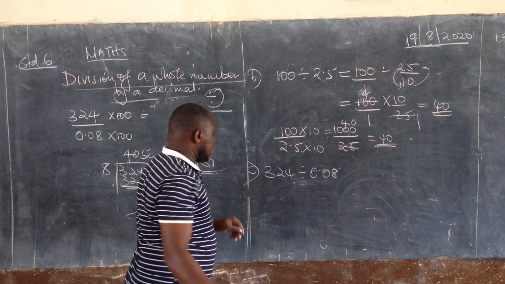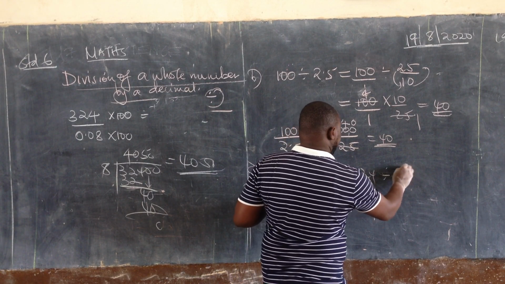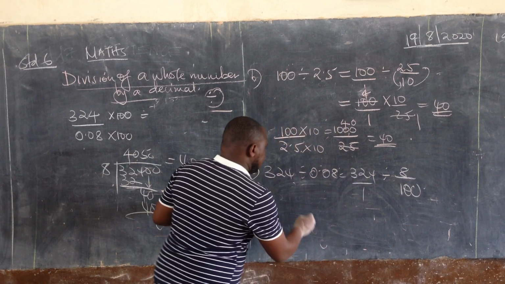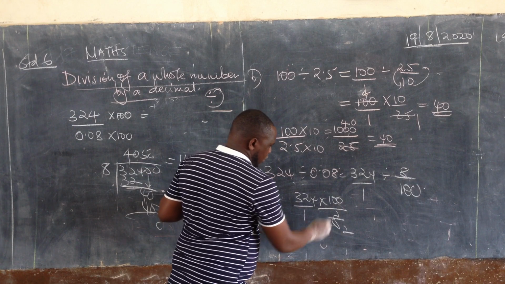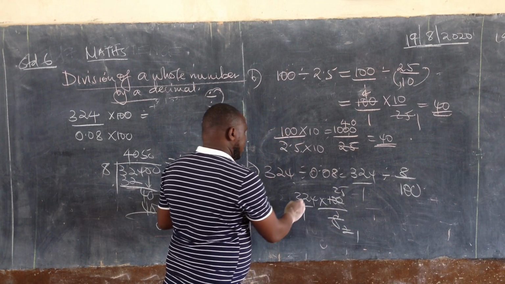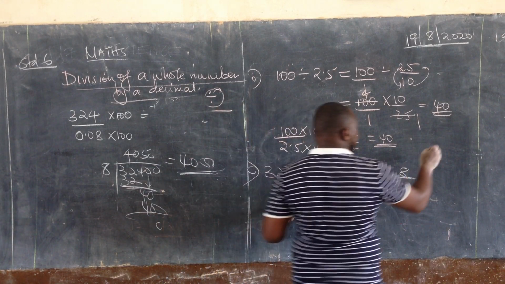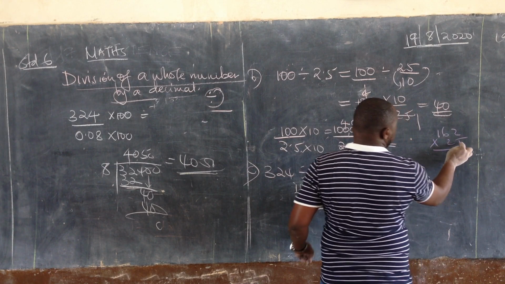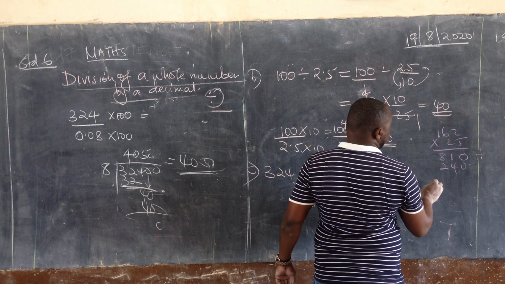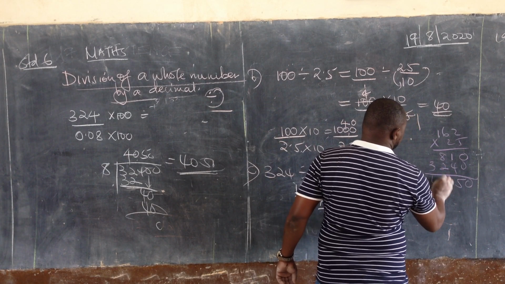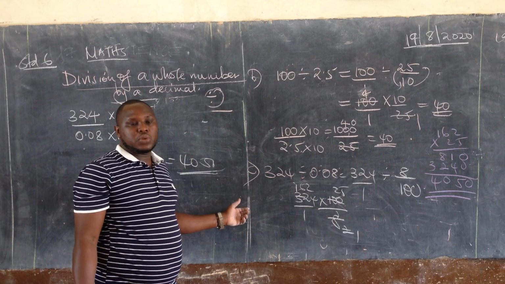Let's check it very fast. So this is 324 over 1. Then divide by 8 over 100. So in that case, it becomes 324 over 1 times 100 over 8. By 4, 2. By 4, 25. By 2, 1, by 2, 1, 6, 2. So 162 times 25 gives 4050. So this is the right answer, 4050. So whichever method you use, either A or B, you're going to get the answer correct.